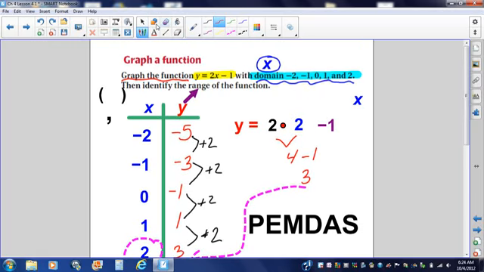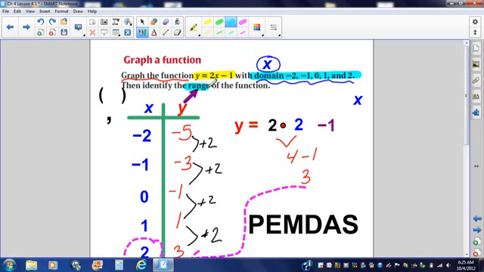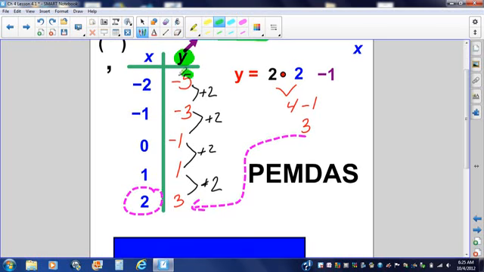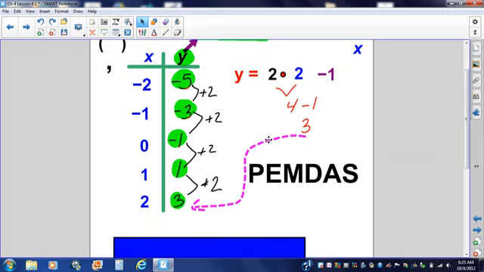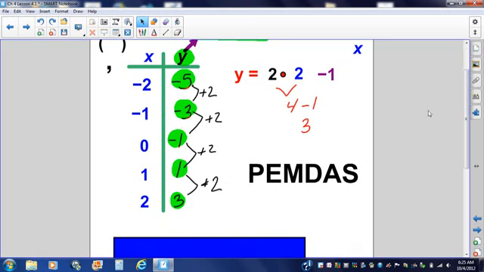Remember up here in the question when it says identify the range. Oh, went a different color. Sorry. The range is going to be all the numbers underneath my y. That's my range. Okay? So now you've completed your t-chart. That is the first step: making a table, plugging in the numbers, writing down the answers.